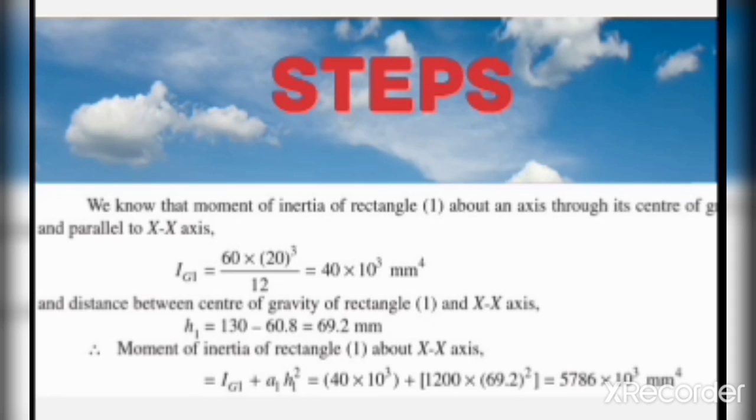Similarly, we find the moment of inertia of the second rectangle about the x-axis and of the third rectangle about the x-axis. After finding these three values, we add all the moment of inertia values. By adding all the values, we get the moment of inertia about the horizontal reference axis I_X. Here the answer is 20.85 into 10 power 6 mm power 4. This is the value of the moment of inertia about the horizontal reference axis.